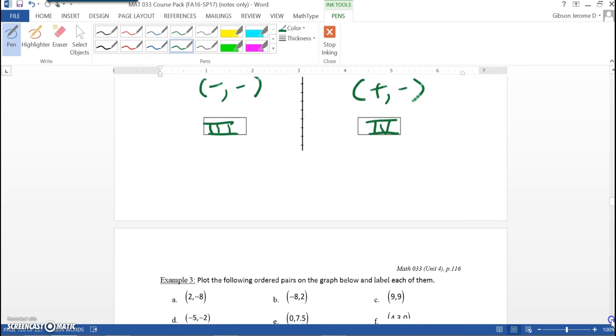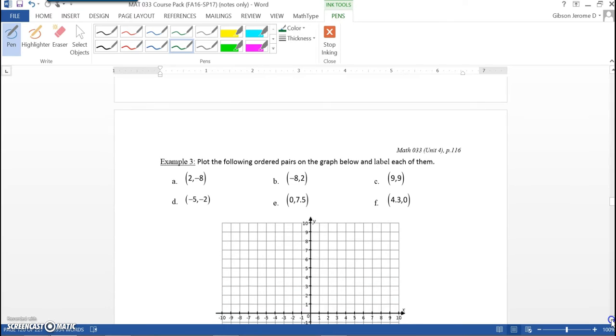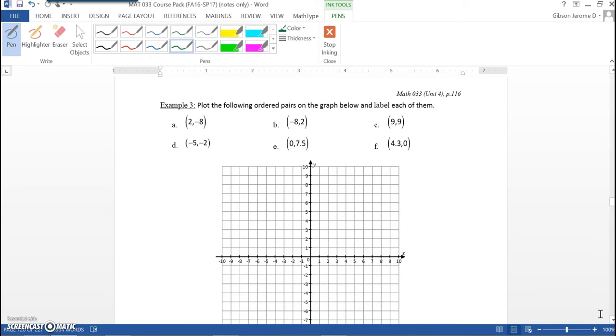Now, scroll on to the next page. It says plot the following ordered pairs on the graph below and label each of them. Okay, so now this is how you do the plotting of the points.